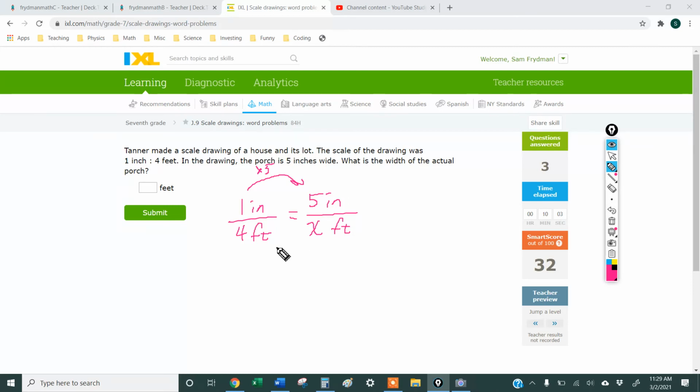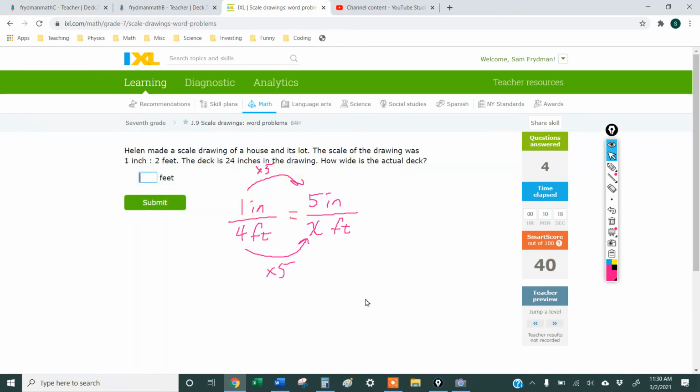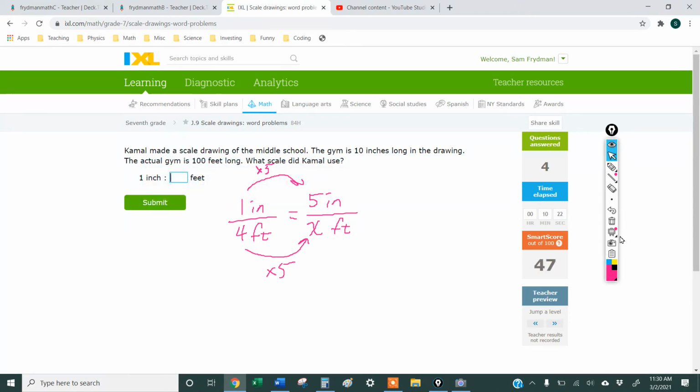Where was I? Okay, so let's do the same thing in the denominator here. 4 times 5 is 20. Okay, so if I know that every 1 inch corresponds to 4 feet, then 5 inches must correspond to 20 feet. Kind of makes sense, right? All right, let's go ahead and jump to the next level, see if we get anything significantly different over here.